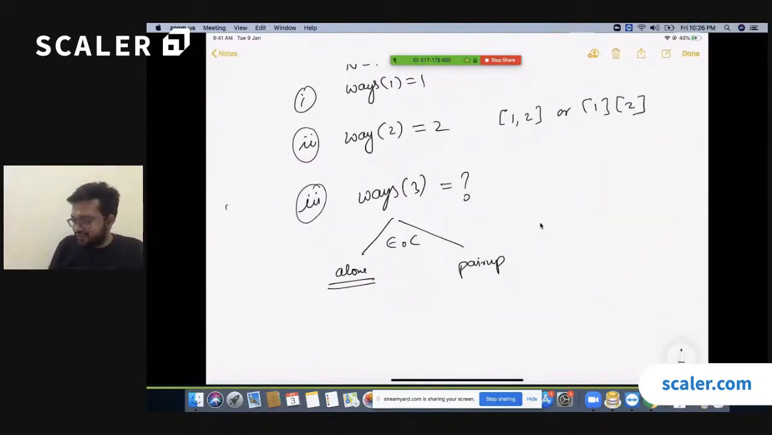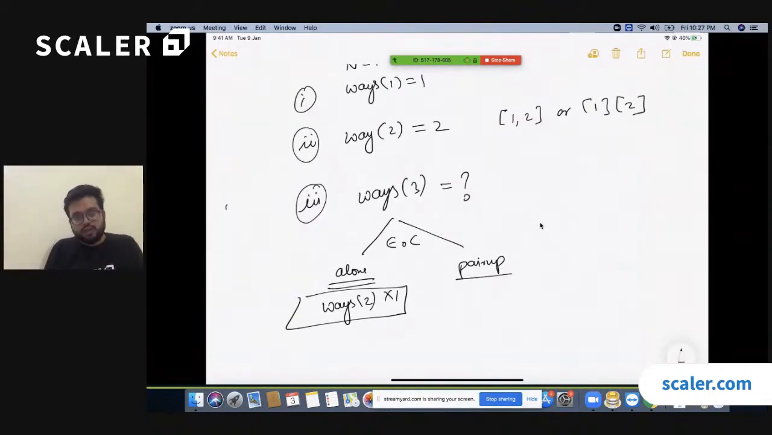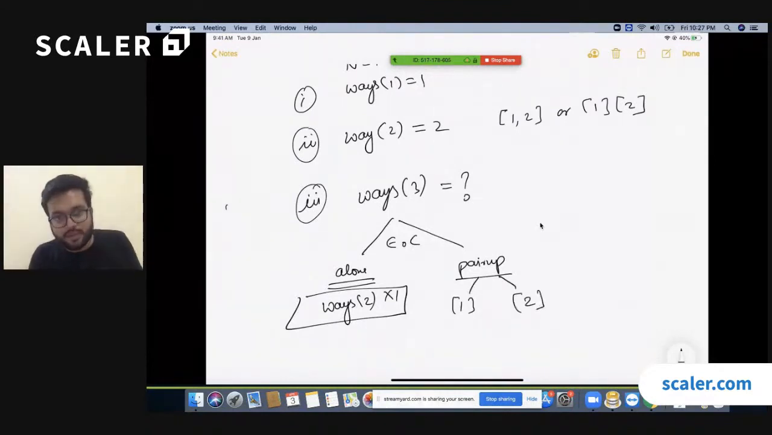So you will say that the ways for 3 would, in this case, be ways for 2 people to enjoy in whatever way they can, multiplied by 1, because the third person is just tagging along. The other option that he had was to pair up. So what options does he have to pair up? He can either pair up with person 1, or he can pair up with person 2. Does it make sense, people?